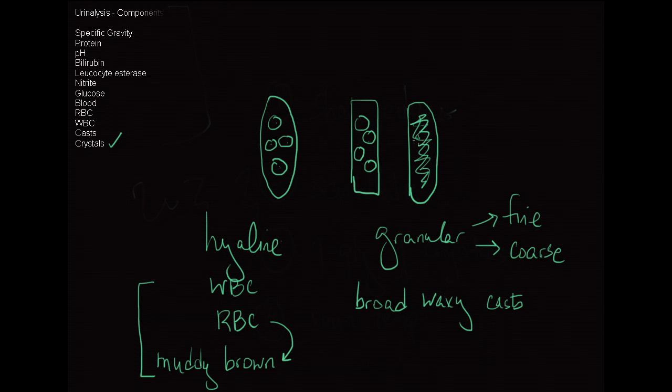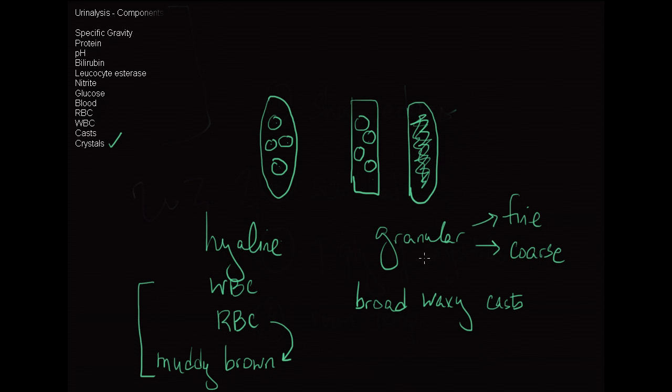The muddy brown cast will have an amorphous appearance within the cast, and the red blood cell cast will actually have cellular elements inside of it. Then you have the granular casts, and granular casts look a little bit like muddy brown casts, except they're a light golden color. They can be fine if the granules inside are very fine, or coarse if the granules inside are coarse. They do represent some pathology.